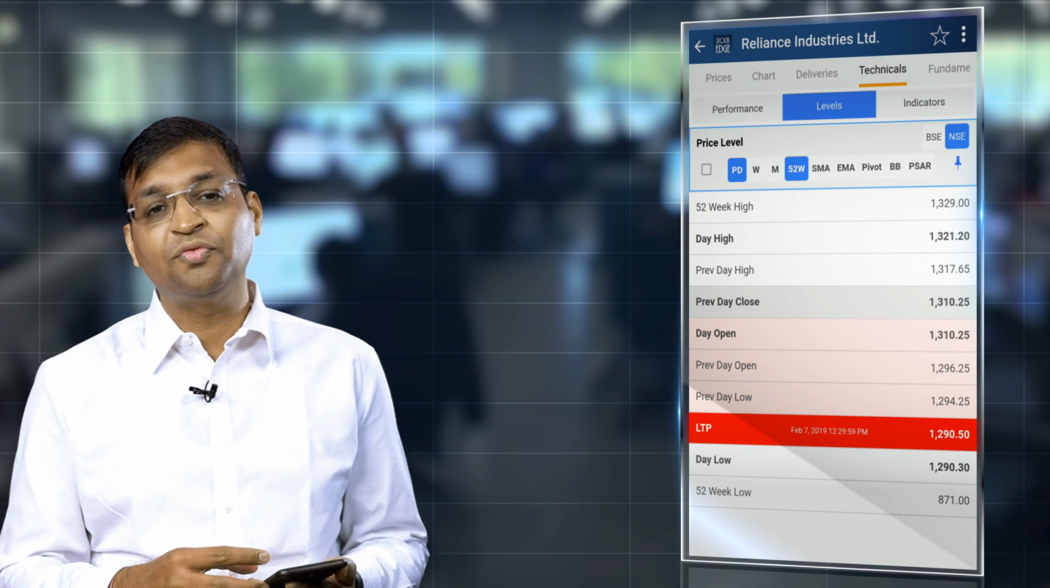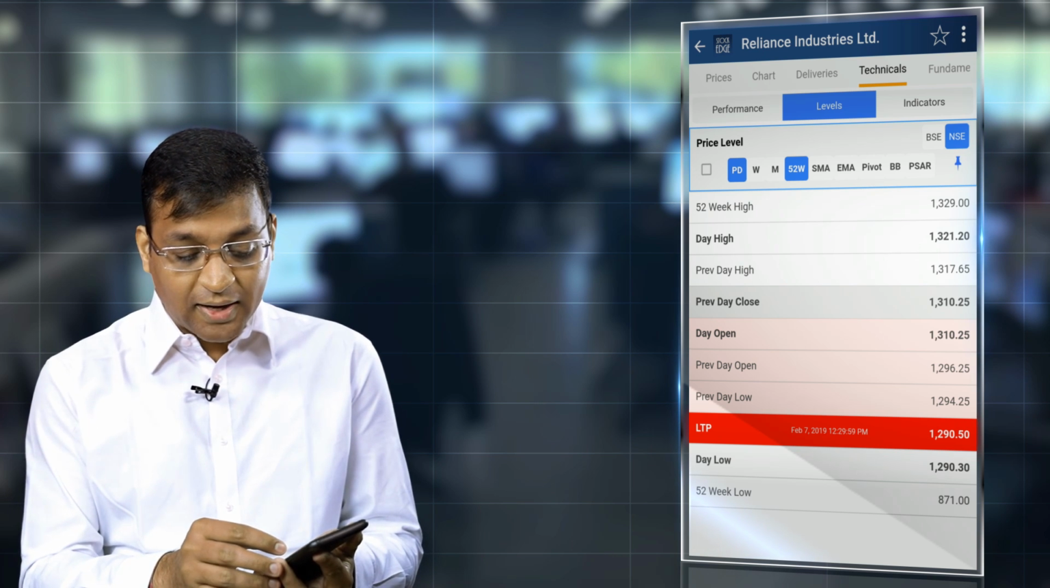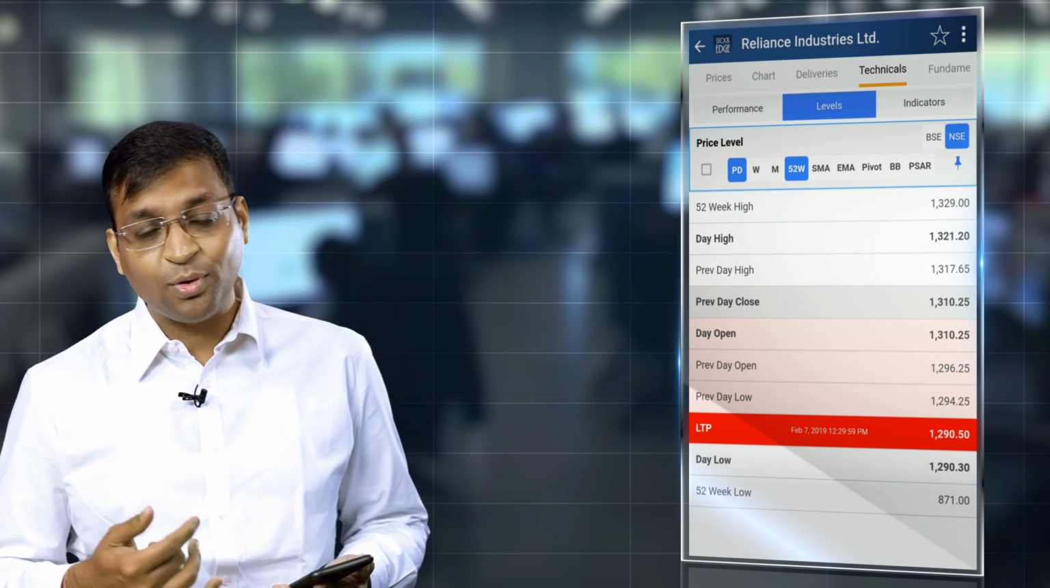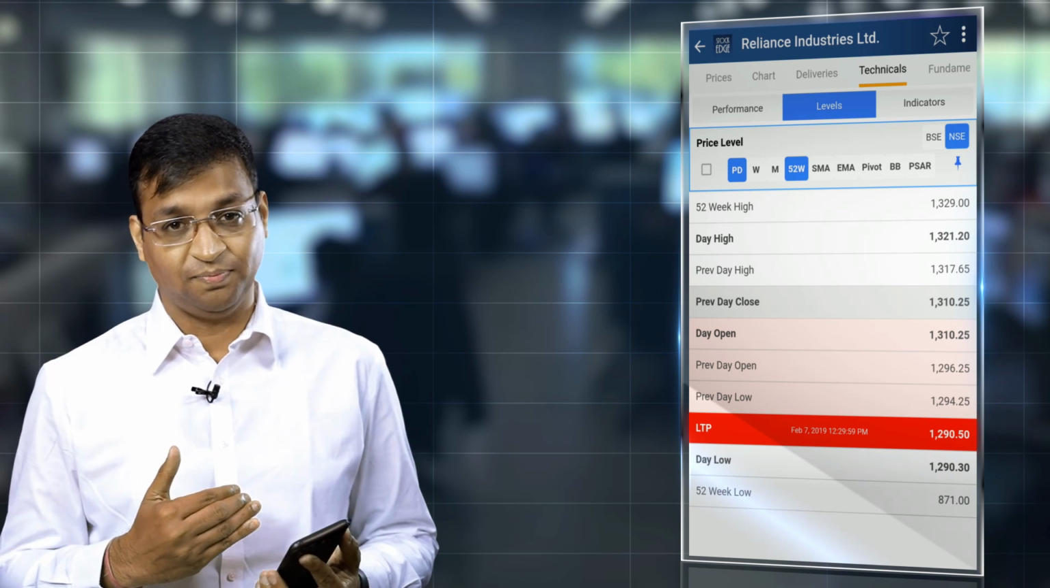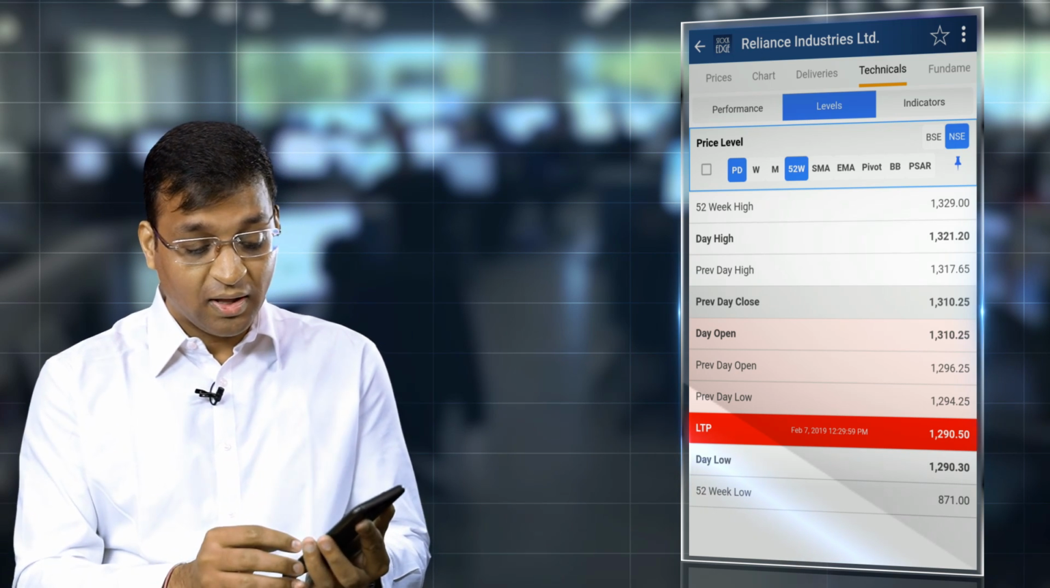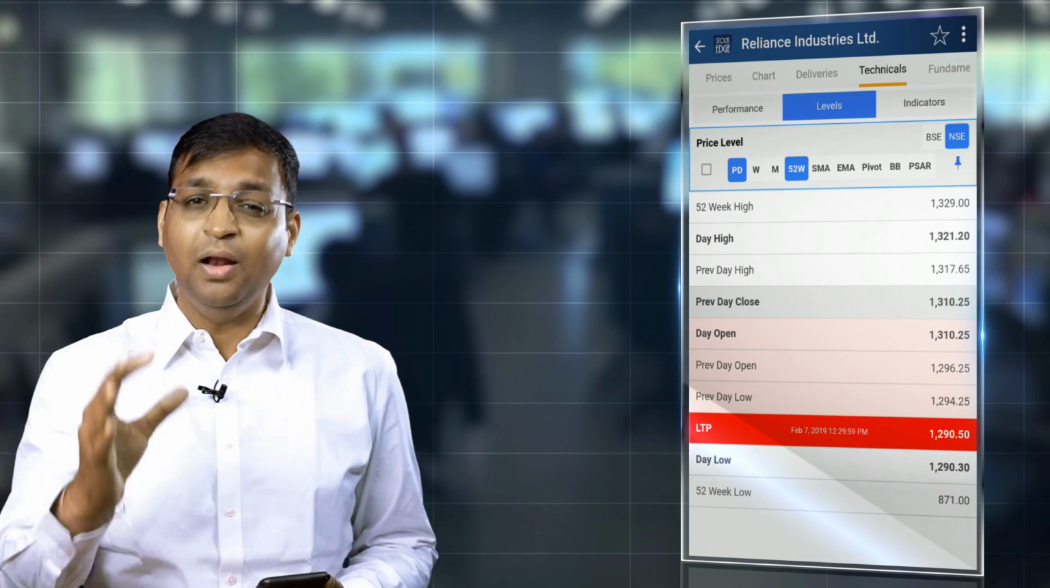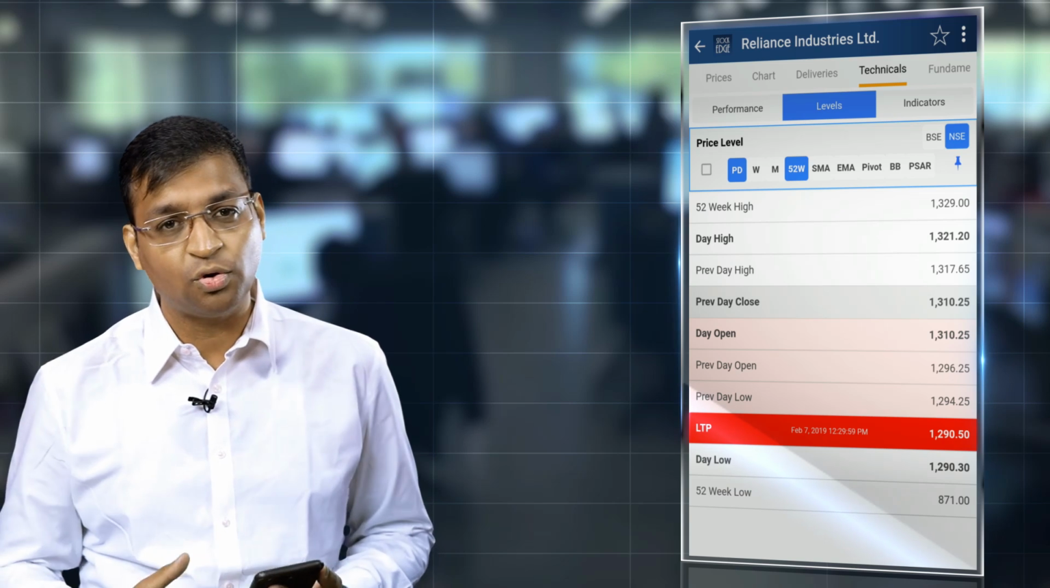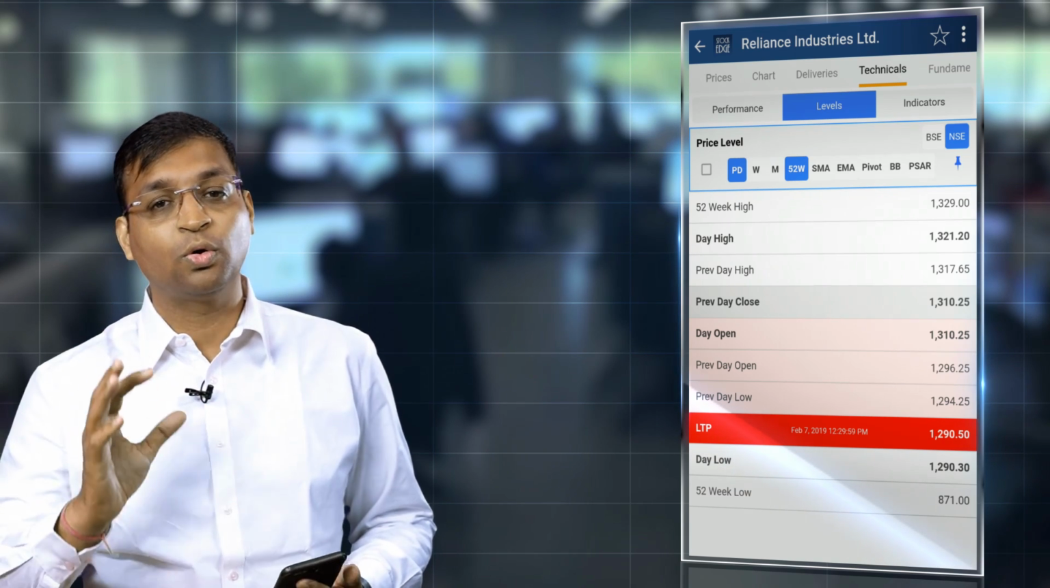which is near its 52-week high zone. So the 52-week high is 1329. If you calculate minus 15%, it would be around say 1100, and the stock price is 1290. Till this stock is trading near the 52-week high zone, this is a good stock to buy.